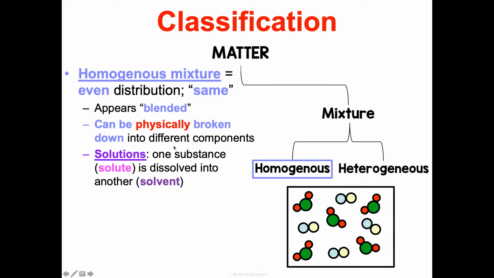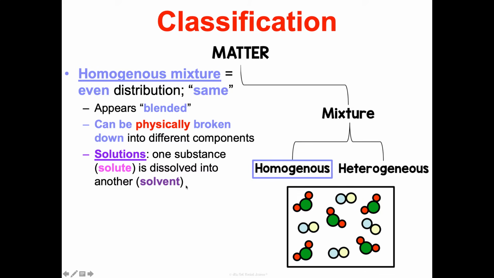Now, a solution is a homogeneous mixture where one substance, which is the solute, gets dissolved into another, which is the solvent. So think about when you've ever made Kool-Aid at home. The Kool-Aid powder is your solute. It gets dissolved in water, which is the solvent, and it makes a solution, which is the drink Kool-Aid. Okay, and it appears blended, but technically it's just a mixture. You didn't do a chemical reaction right there when you just dissolved those into each other.